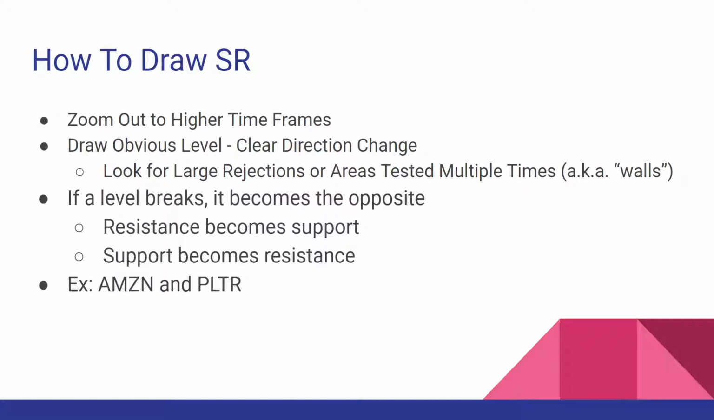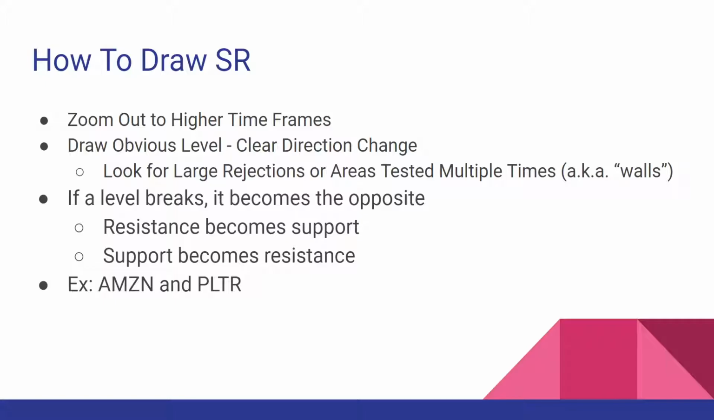And what I mean by that is if resistance breaks, it should act as support if you're going to see more upside. And if support breaks, it should act as resistance if you're going to see more downside. And there's multiple ways of playing these levels. I can make another video in the future. You can either trade them as breakouts, or you could even trade them as reversal levels, right?